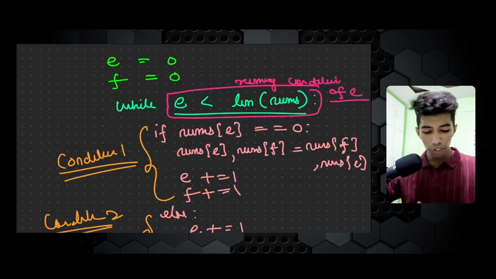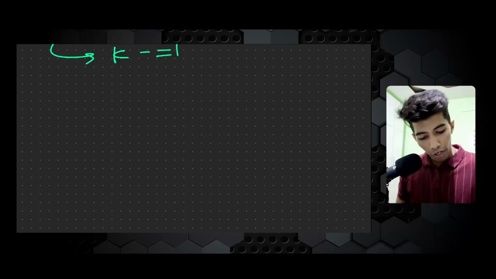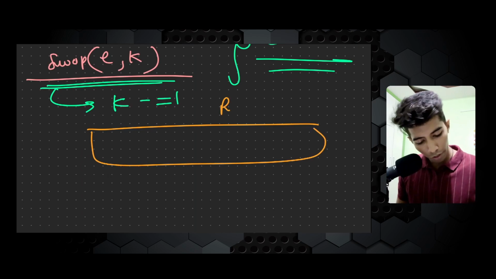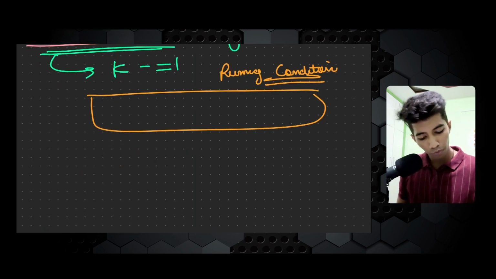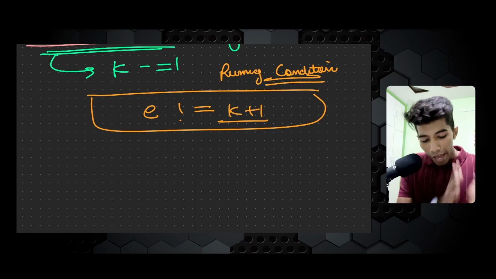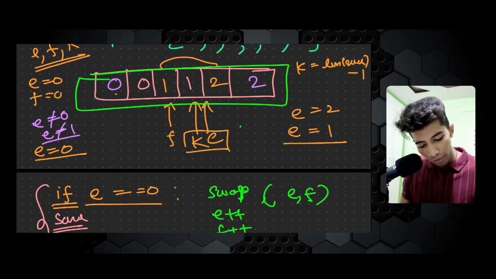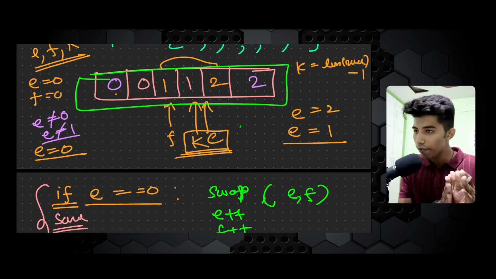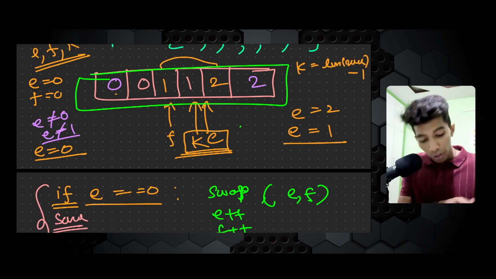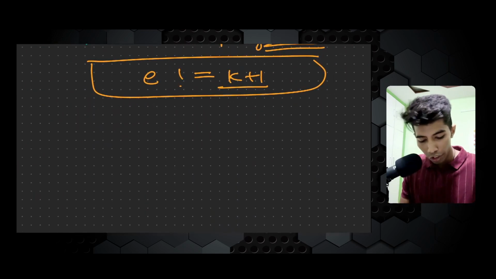There is one more thing to tell you, which is about the loop condition. The running condition will be slightly different here. It will run till my E is not equal to K plus 1. Okay, clear? This will be the running condition we will be using, because we noticed that when E and K become equal and E goes further, we have to stop here. So that's why we wrote it here.